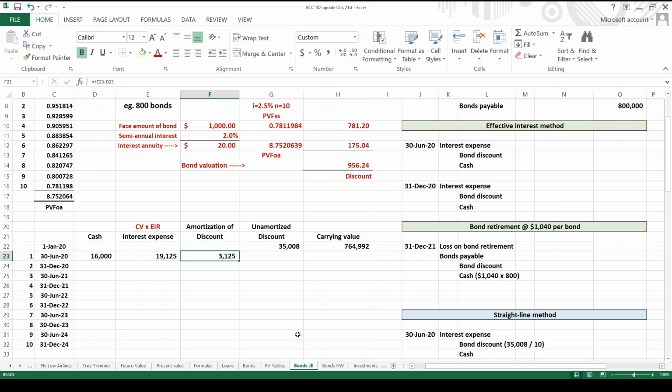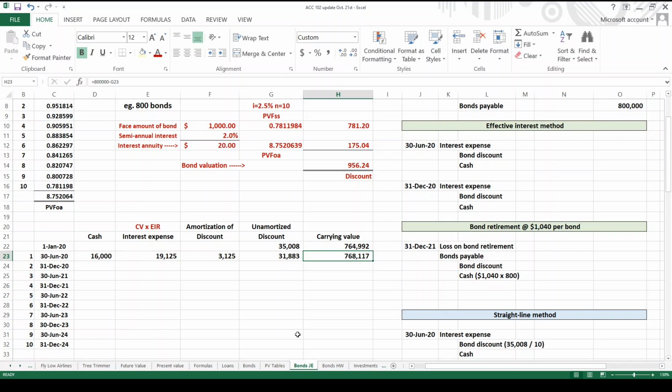Okay, so we're going to amortize $3,125 of the discount. What does amortize mean in English? Well, in accounting it means we want to make this balance go away over time. So what is it? If I amortize 3,125 out of the total, what am I left with? I'm left with 35,008 minus 3,125. Okay, what's the carrying value? Well, there's a couple of ways to do it. One way is, the carrying value again is the face amount of the bonds minus the unamortized discount. So you could say, okay, this is 800,000 minus the 31,000. It gets you 768,117. Okay, you could do it that way.